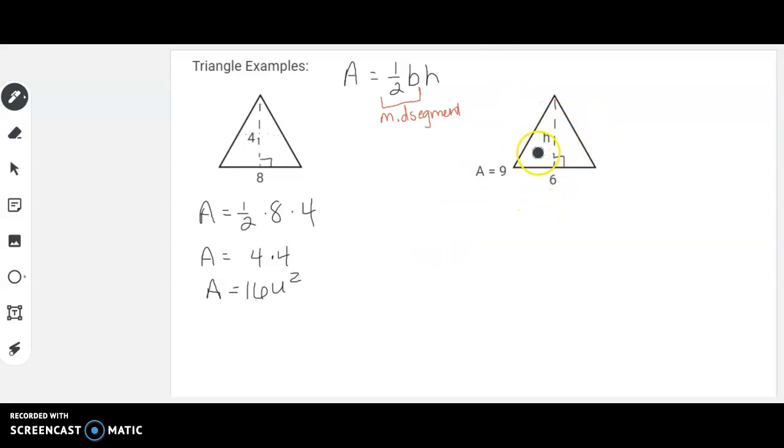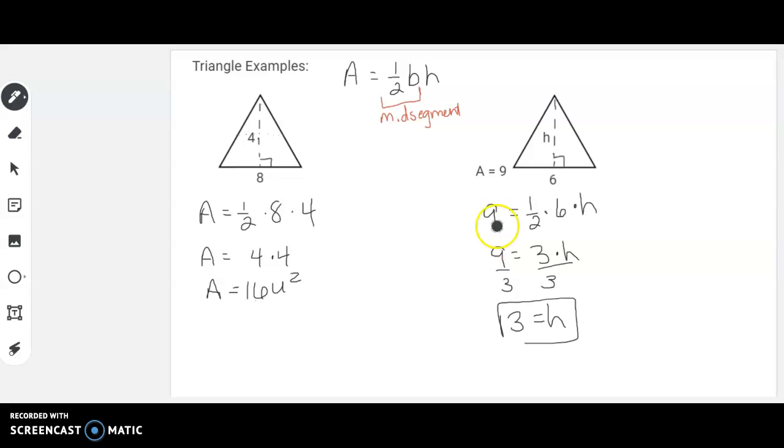Then you might have to work backwards. So here we're finding the height. They already told me my area is 9, because it says area equals 9 equals 1/2 of 6, which is my base, times my height. I'm going to go ahead and multiply half of 6. That's going to give me 3 times h. And then I just divide by 3. So 3 is equal to my height. That's how tall the triangle is. It's 3. Okay, so working backwards, we just plug in our numbers and we do the opposite. So if we had to multiply to get the area, we have to divide to get the piece, the height.